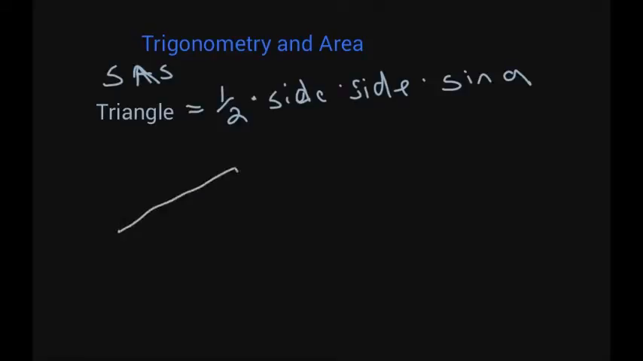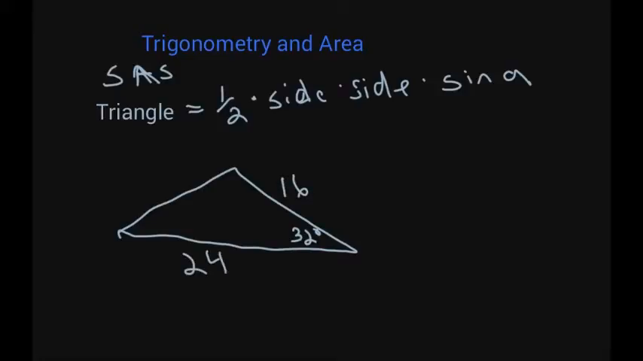So let's start with the triangle. Obviously that's not a right triangle. Let's say we know this is 32 degrees, and we know this is 16, and this is 24. We can use that formula to find the area. So my area would equal 1/2 times 16 times 24 times the sine of 32.